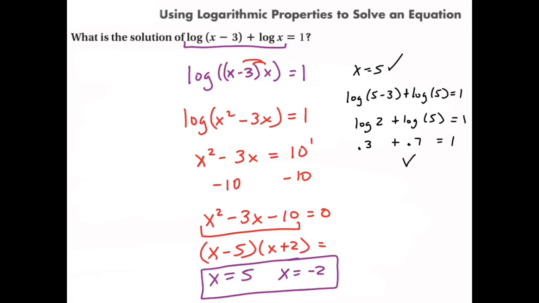We're good. Then we'll try x equals negative 2. And so the same idea, log of negative 2 minus 3 plus the log of negative 2 is supposed to equal 1. In this case, it does not. So this doesn't work, so this is not a good solution.